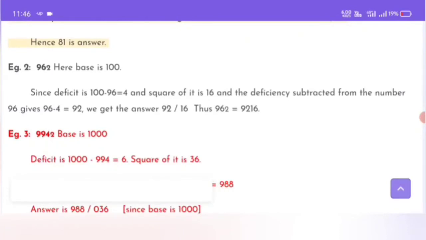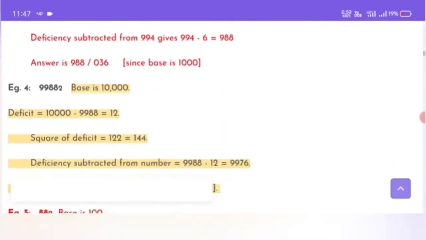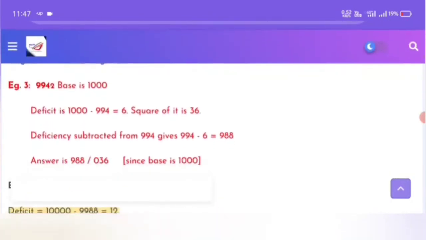96 square. Here the base is 100. The deficit is 100 minus 96, which is equal to 4, and the square of it is 16. The deficiency subtracted from the number 96 gives 96 minus 4, which is equal to 92. We get the answer 92 slash 16. Thus 96 square is equal to 9216, right? How quickly we can get that. Okay, let us see another example.